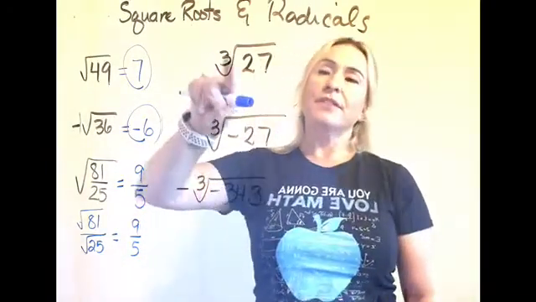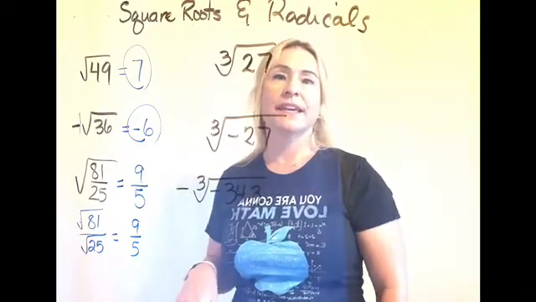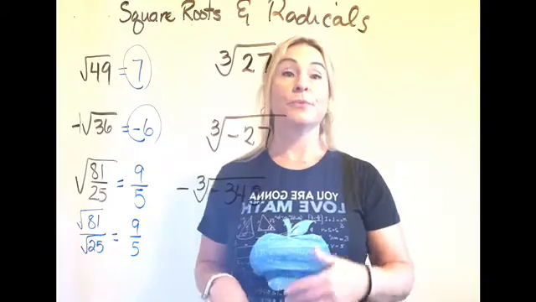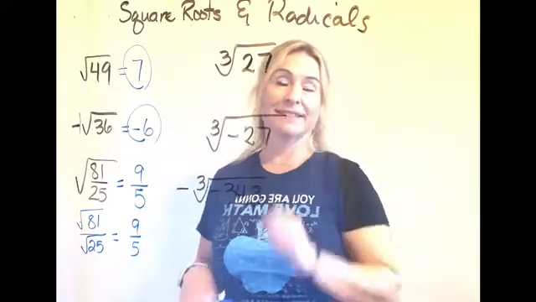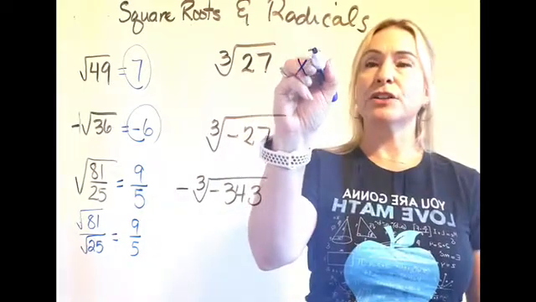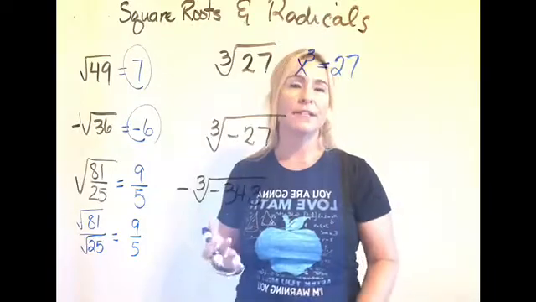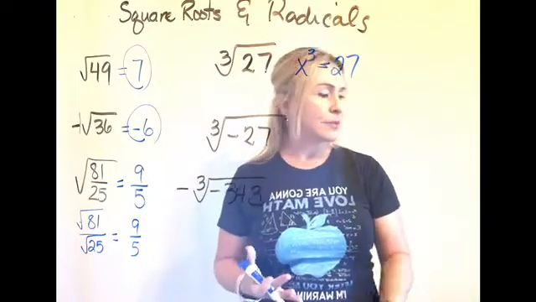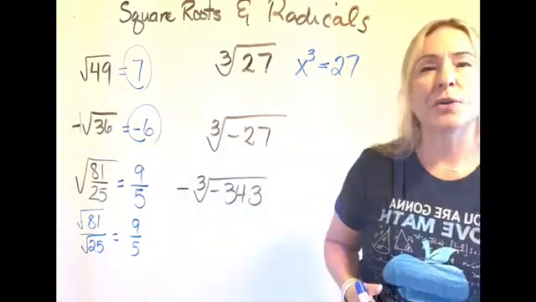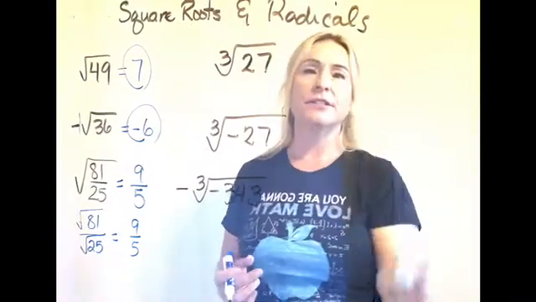Look up here with these 3's in here. The index is a 3, and that indicates what times itself 3 times gives me 27. Another way to write this would be x cubed equals 27. So we're trying to figure out what cubed gives me 27. So let's say we just don't know. It's not coming to us. So here's a really cool little way we can do it.